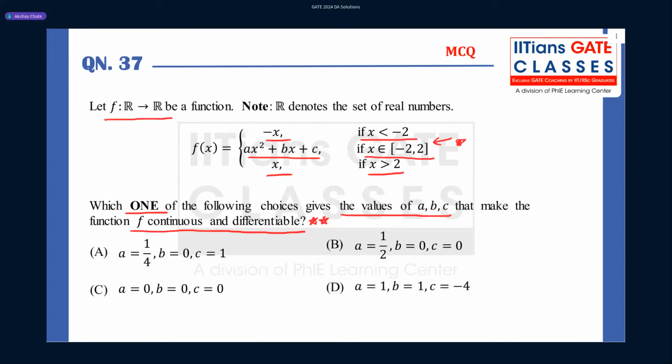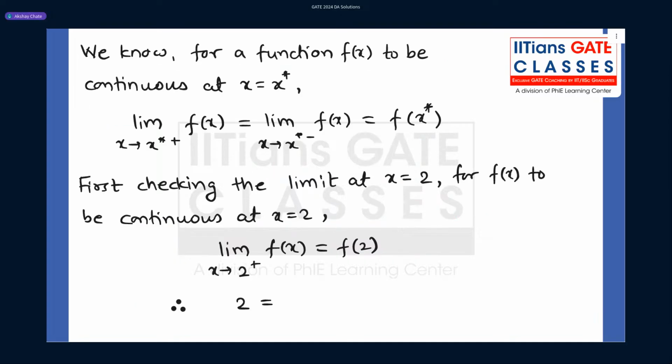f of 2 is nothing but the quadratic equation, which is given by this formula. So here also you have to put 2, so it will be a into 4 plus b into 2 plus c. So that is your equation number 1.